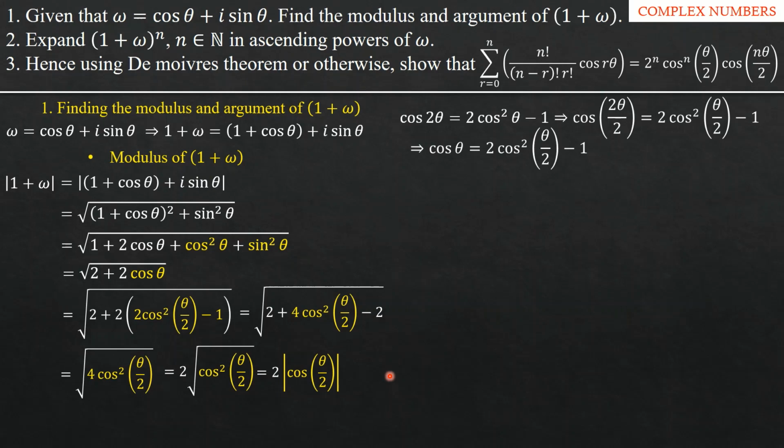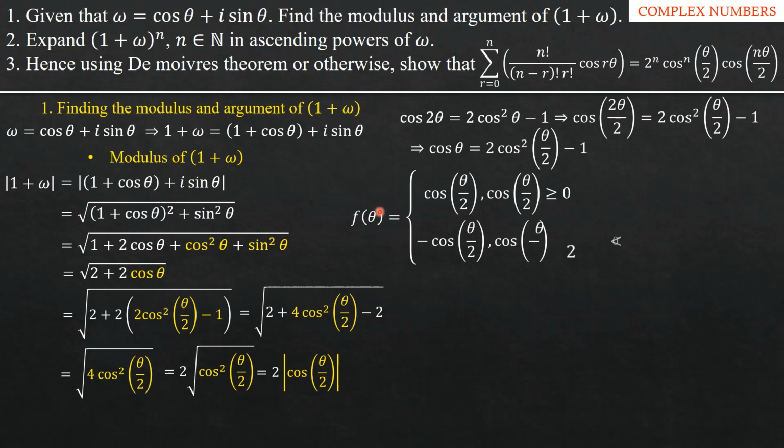Now we need to verify if the absolute value of cos theta on 2 is cos theta on 2 or it is negative cos theta on 2. Alright, so I'm going to set cos theta on 2 to be f of theta. So the absolute value of cos theta on 2, being f of theta, will either give me the cos theta on 2 provided it is positive, or give me negative of it provided it is negative.